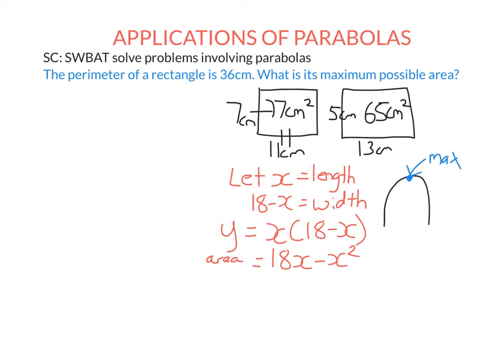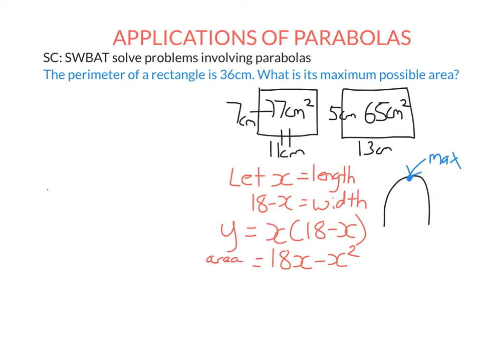Now, the question didn't actually ask us to graph this function, y equals 18x minus x squared. I won't do that here because I don't want to take up too much of your time, but I do have another video on graphing. All we need to do here is find the maximum y value, so that will be at the turning point.